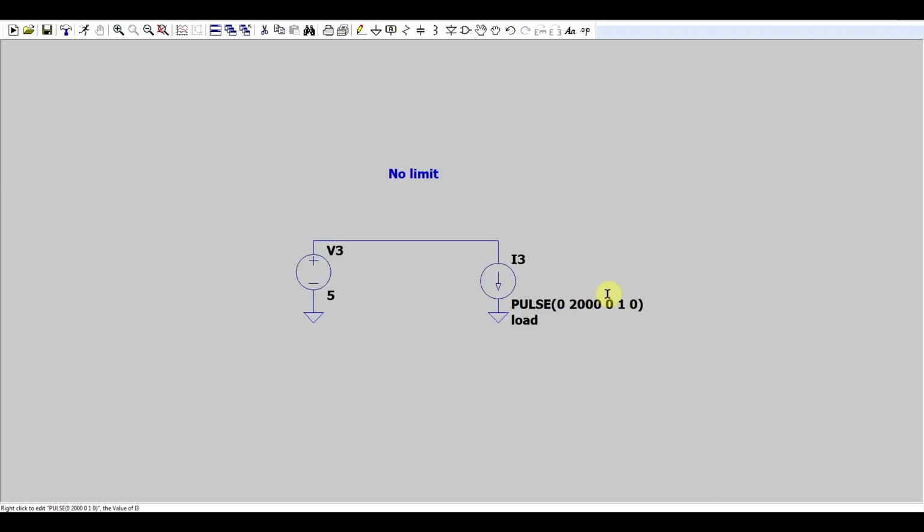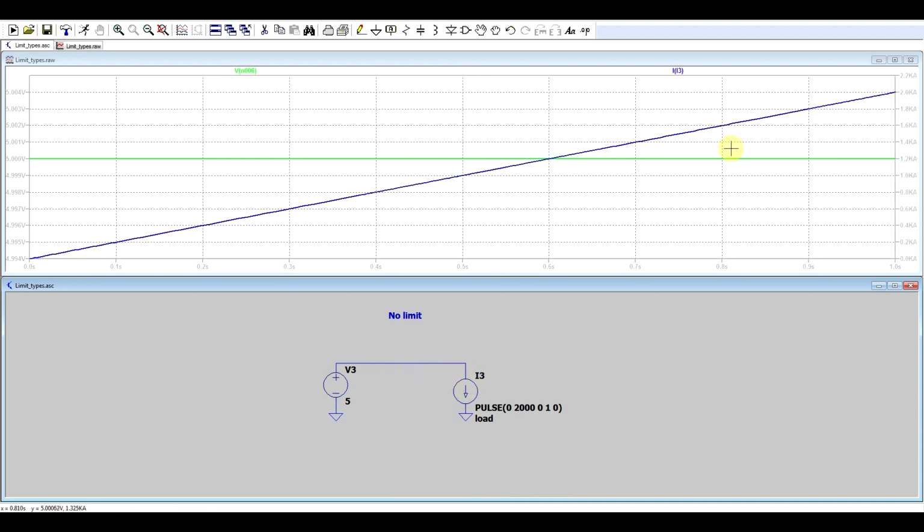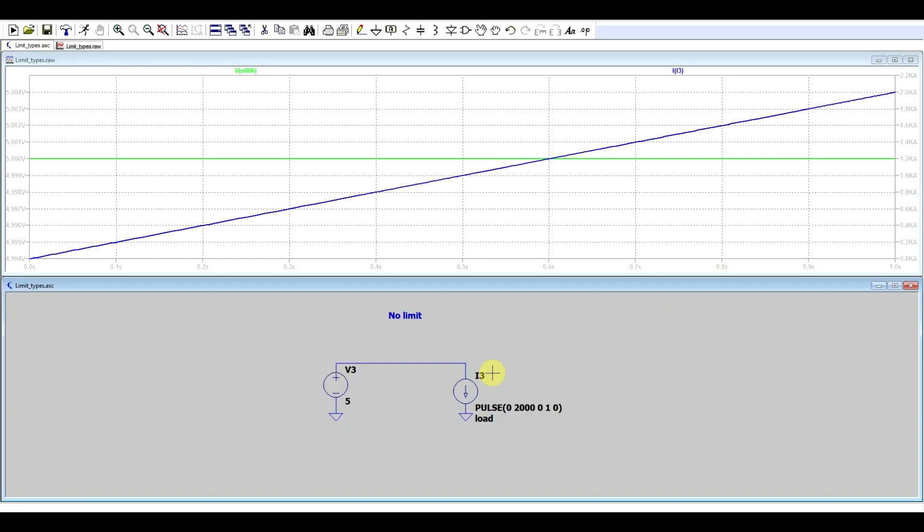So what I got here is a simple 5 volt supply connected to a load pulse. And if we run this, we see that there's absolutely no limit. The output voltage stays at 5 volts and we get our current rising up to 2 kiloamps, so 2000 amps. So as I said, the simulator doesn't care. I could have made this go up to 2 million amps, no problem.